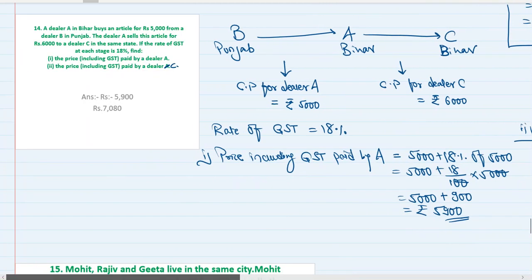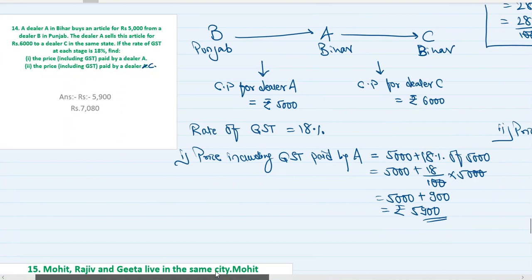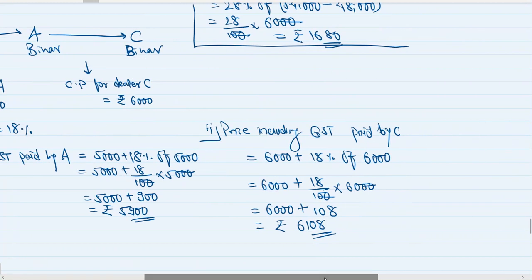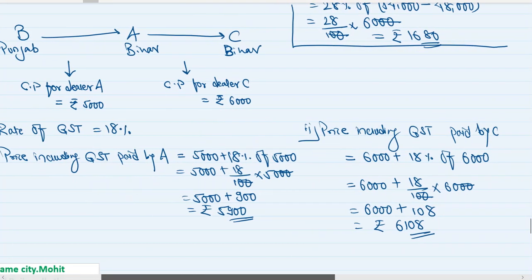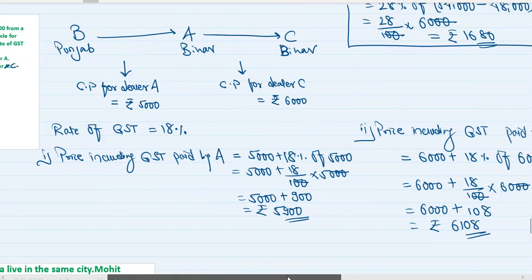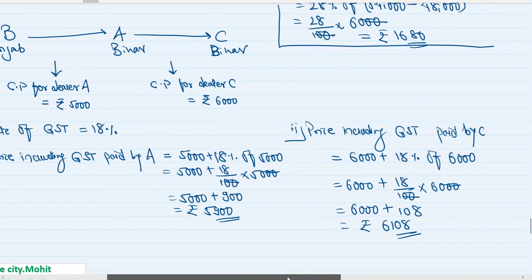Hey, 7080. How we are getting 7080? The dealer A sells the article for rupees 6,000 to dealer C. So dealer C 6,000 plus 18% of 6,000, that is yes, I think there is a mistake. 18 6 is 108, but there is a 0 over here. Yes, see, so silly mistakes are very dangerous. You need to be extra careful. So rupees 7080. That is the correct answer.